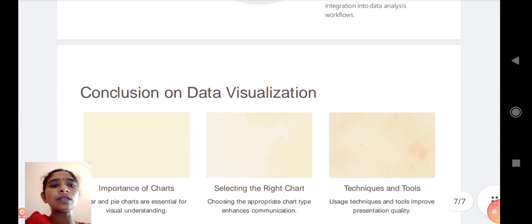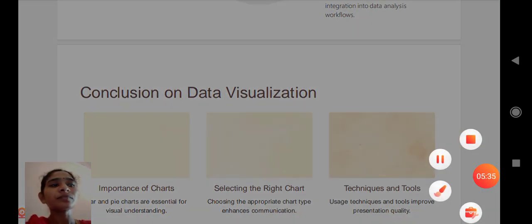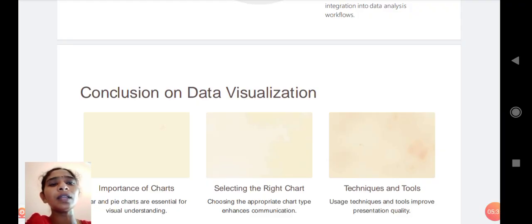So the chart is used to find the relationship between the data values which we have seen. We have to select the right chart for the data which we have chosen. These are the techniques we use to find the relationship between the variables and the proportions between the data values and data points which we have collected from the databases.